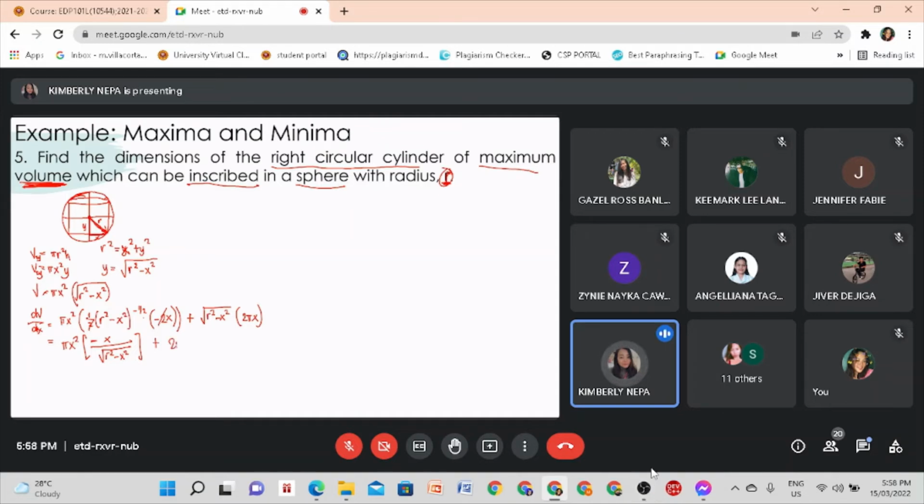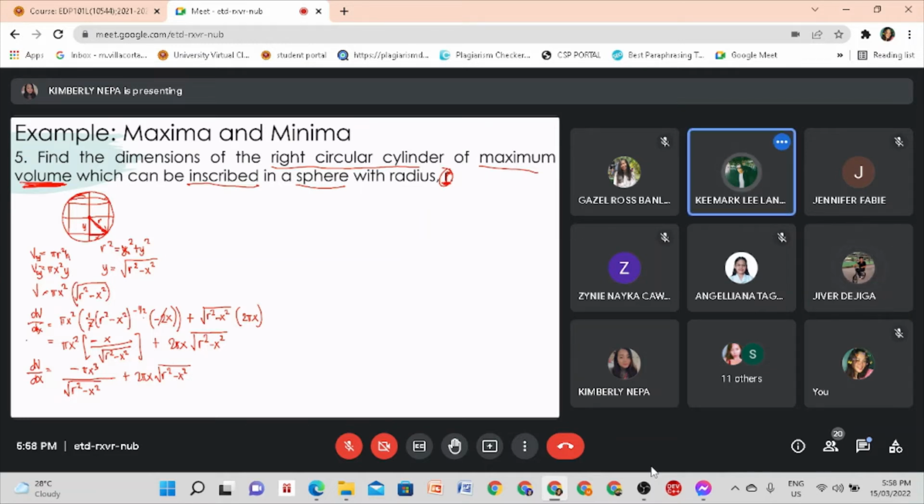Plus 2 pi x square root of r squared minus x squared. Or this is negative pi x cubed over square root of r squared minus x squared plus 2 pi x square root of r squared minus x squared. Correct? This is dV over dx. What's the next step? Equate to 0. Zero, ma'am. So after we have derived, we have to equate it to 0.